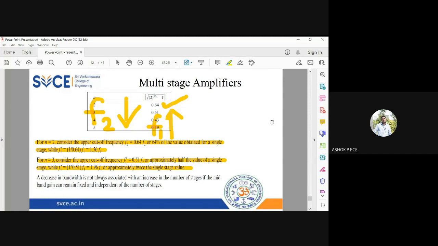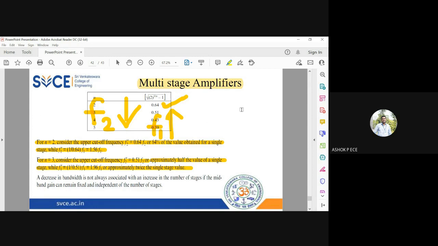starting to drop. So remember, in multi-stage amplifiers, gain will be enormous. Gain will be a product; you will be multiplying the gain of individual stages. But what do you have to sacrifice? You have to sacrifice the bandwidth. So however many stages you increase, inversely your bandwidth is going to decrease.